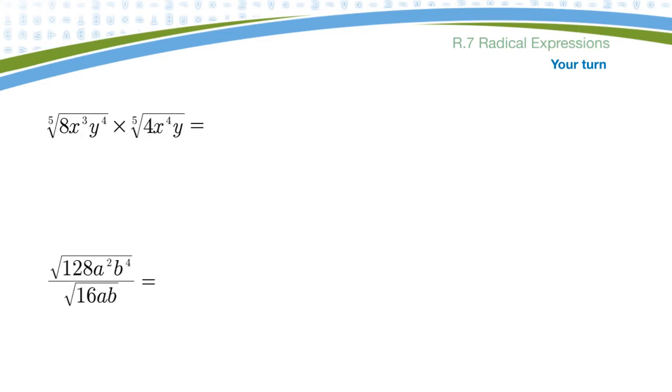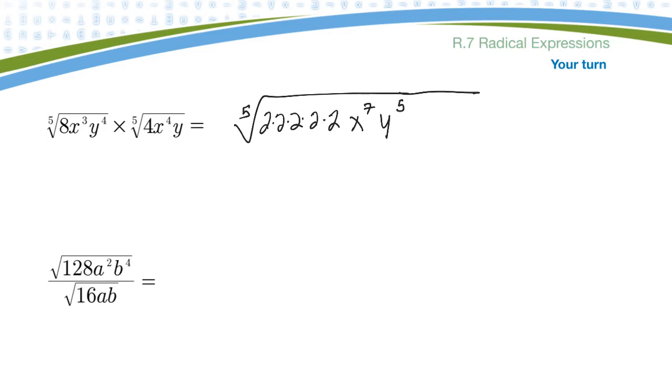Here's some to try. Press pause and play. Okay, so fifth root of 8 is 2 times 2 times 2. 4 is 2 times 2. That's convenient. X3 and X4 would be X7. Y4 and Y1 would be Y5. So in simplifying this, I need 5 things in to bring 1 out. So it looks like there's 5 2's there.